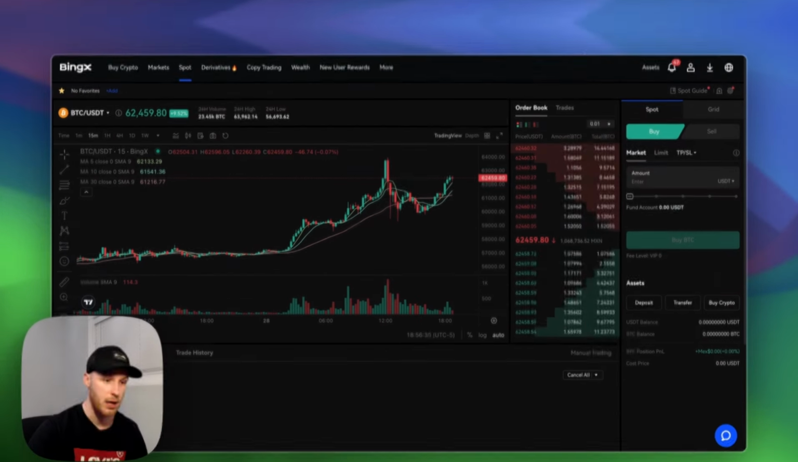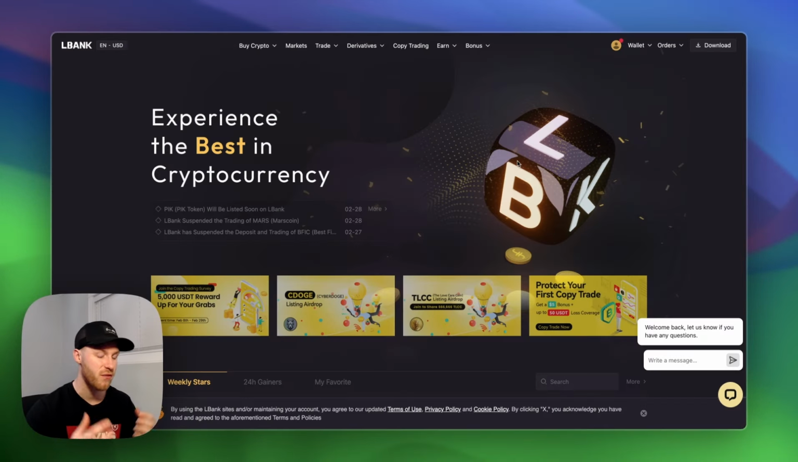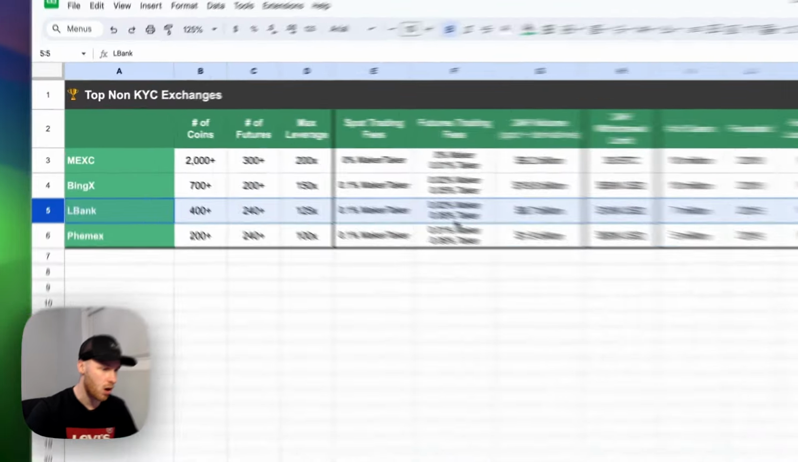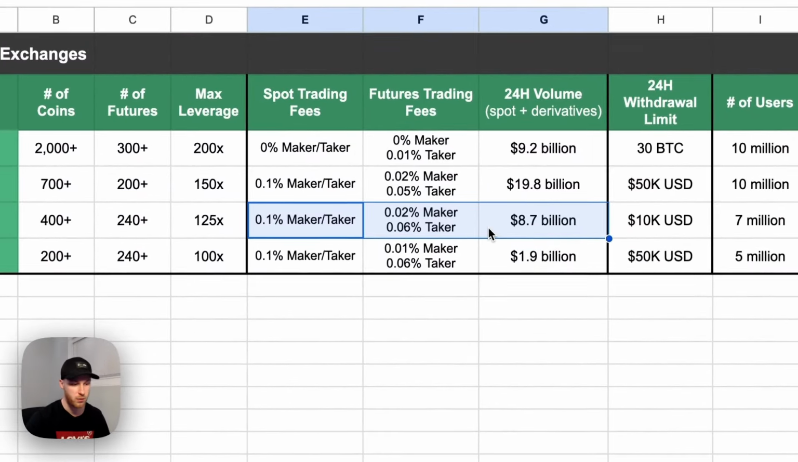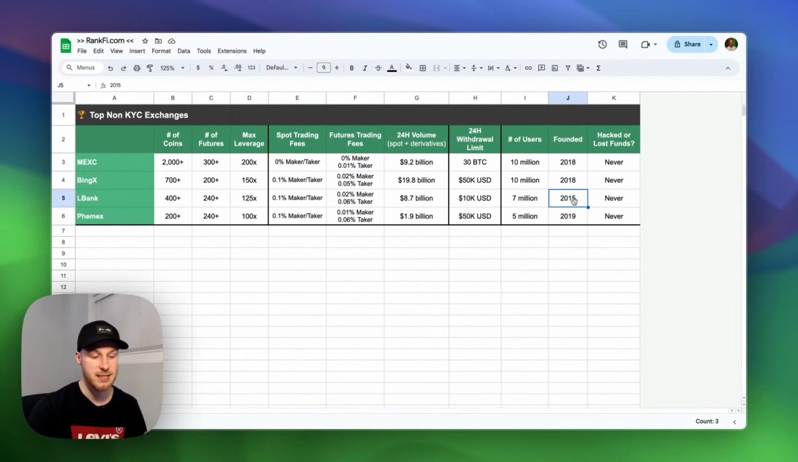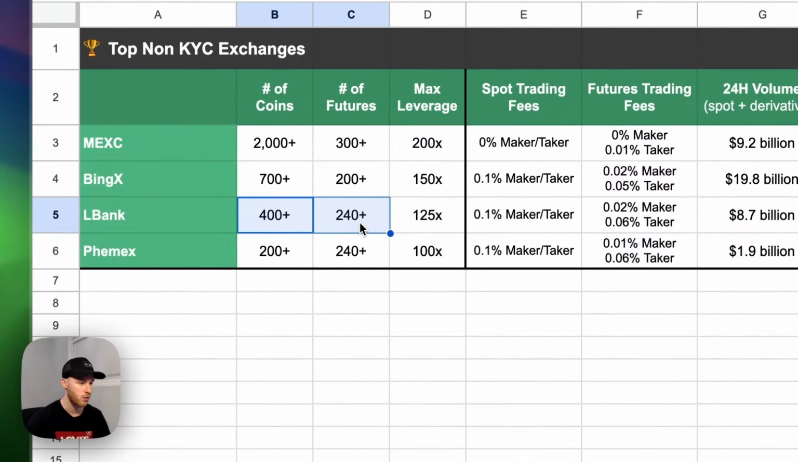Now, looking into platform number three, we have LBank. This platform is more under the radar, but they still have over 7 million users, and the fees are competitive as well with the other platforms and billions in daily trading volume. This is an Indonesian-based exchange, and you don't need a VPN to use it. They support over 200 countries, so it's available to lots of people. It's large, low fees, and you can trade over 400 coins with over 240 crypto futures.